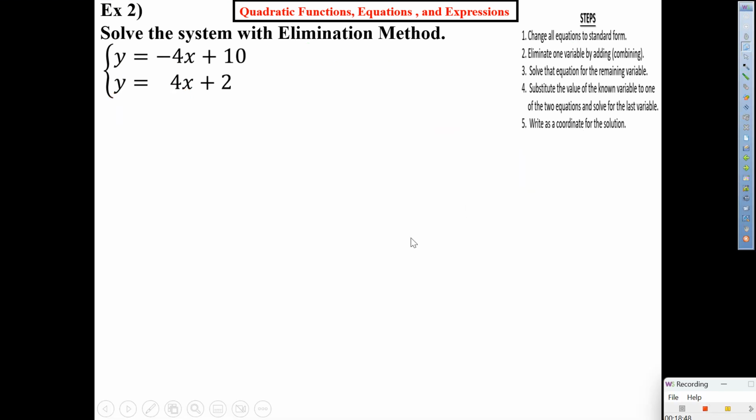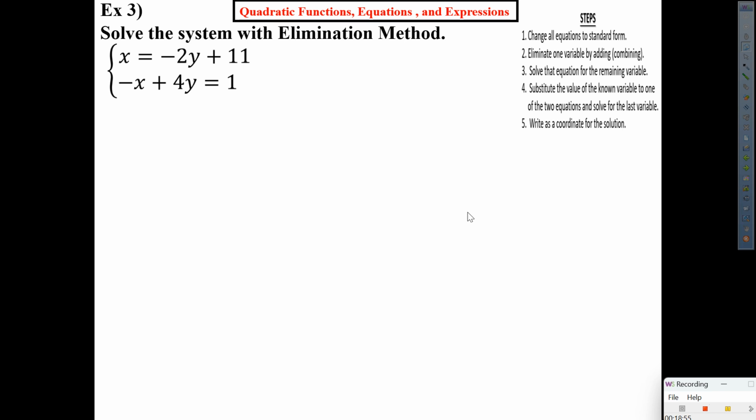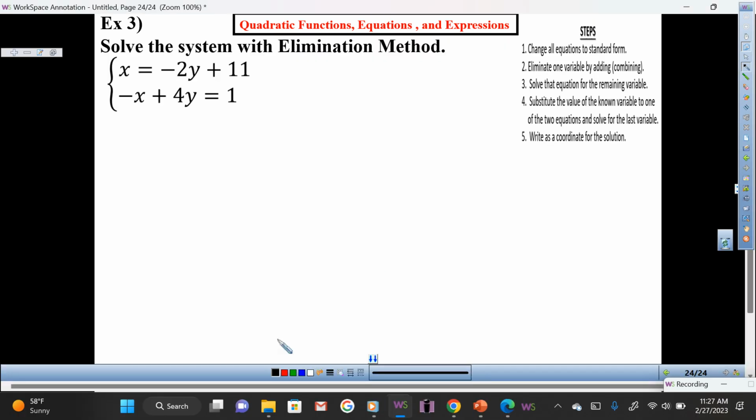Copy this next one. Example number 3. x equals negative 2y plus 11 and negative x plus 4y equals 1. All right? Get me started, please. What do I do? Frida, what do I do to the top one? Add 2y, so I have x plus 2y equals 11. Continue from there.